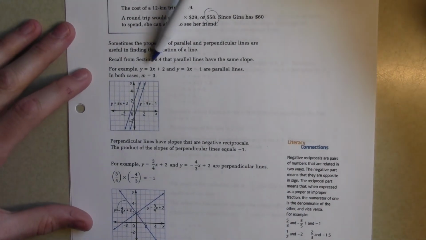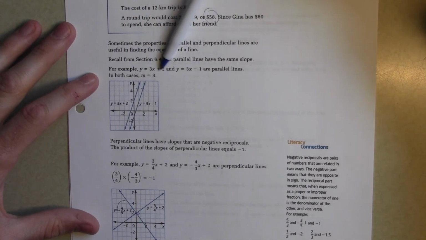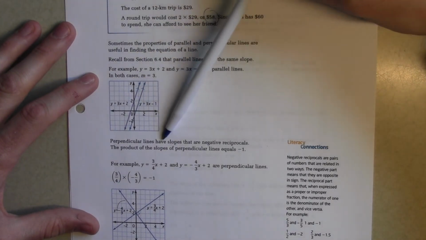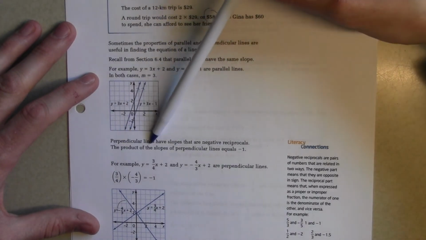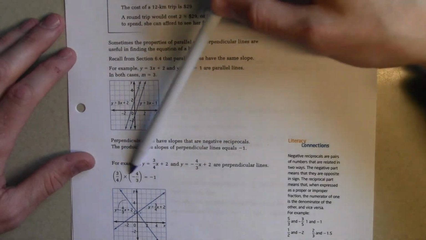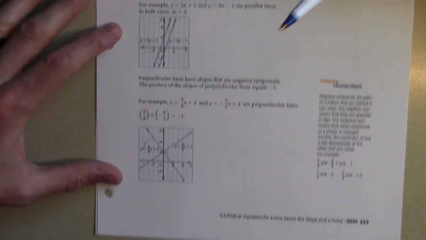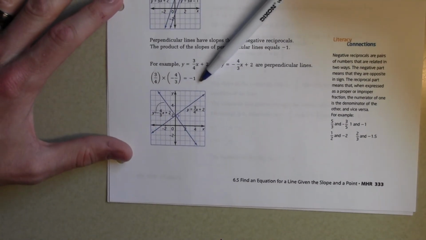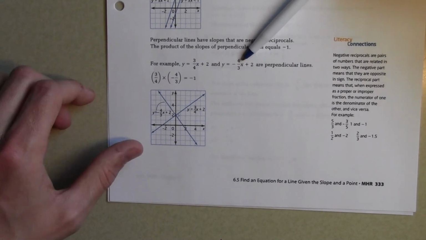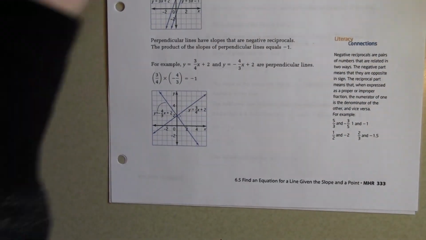All right, very good. So, for example, we have these two equations of parallel lines. In both cases, m equals 3. Okay, there's our two lines. Perpendicular lines have slopes that are negative reciprocals. The product of the slopes of perpendicular lines equals -1. So in other words, it's the negative reciprocal. They're showing that here. So 3/4, this would be -4/3. And there's your corresponding lines.